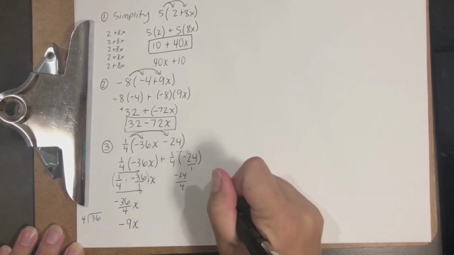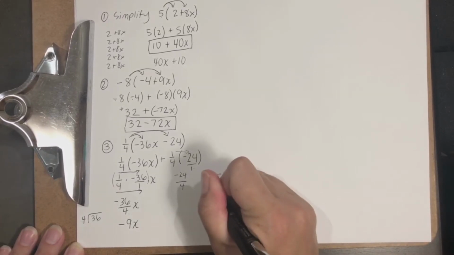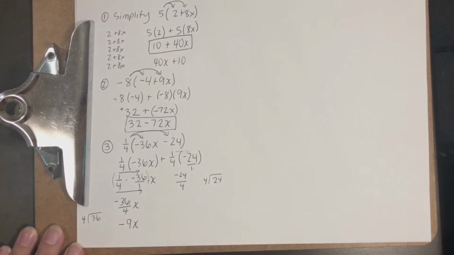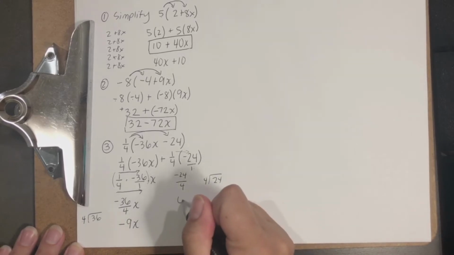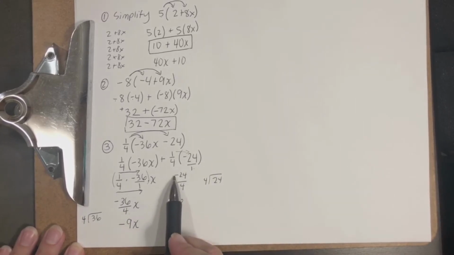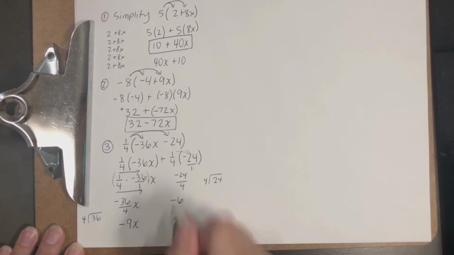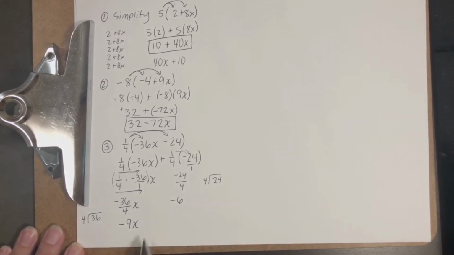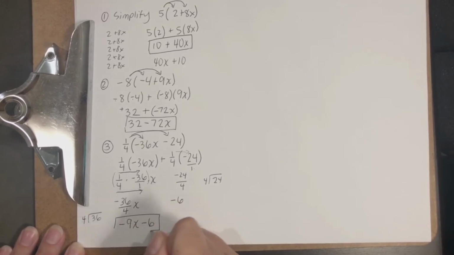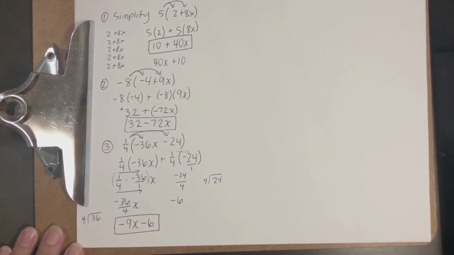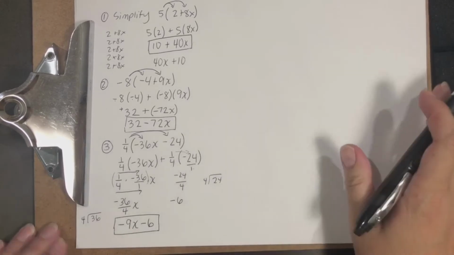So what is that? What is 24 divided by 4? In other words, what times 4 will give us 24? The answer is 6. And since 24 was negative, 6 is negative. Let's bring it down here and finish our answer and put a box around it. Number 4.